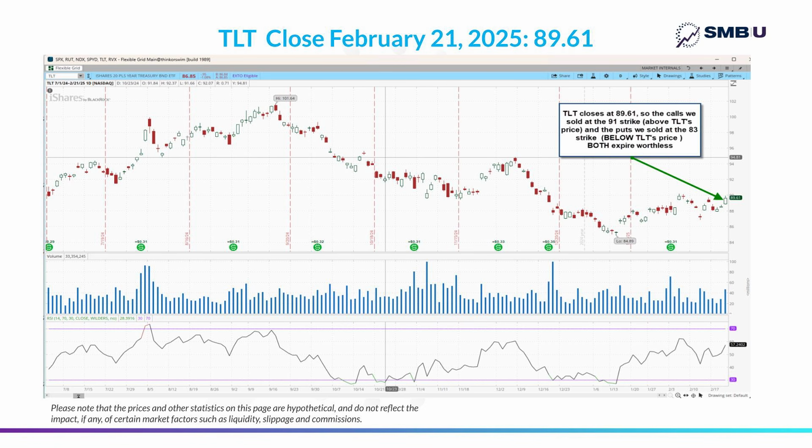Let's move to the expiration day of this trade, which is February 21st. And as you can see, TLT closed at 89.61 that day. Well, if you'll recall, we sold the 91 calls and the 83 puts.